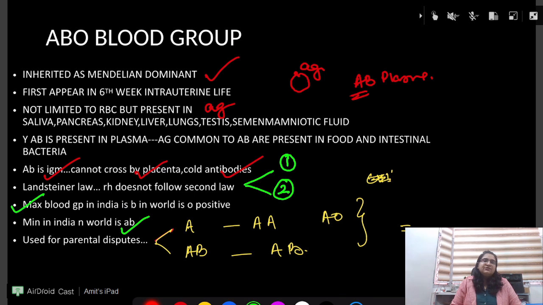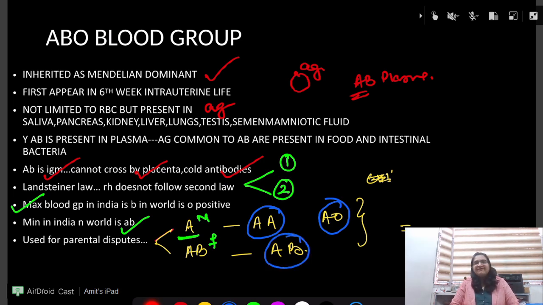Right, then you have to know that the ABO blood group is used for parental dispute. For example, in this question, suppose the mother has A blood group and the father has AB blood group. Then the mother can be AA or AO, and the father is AB genotype. Now this particular child cannot have O blood group. He can have A, AB, B, but cannot have O blood group. How? You have to do the cross matching and find out. Right, so these kinds of questions can come.